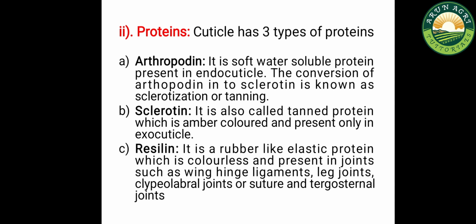And resilin, very important, many times they ask in the examination. It is a rubber like elastic protein which is colorless and present in the joints such as wing hinge ligaments, leg joints, clypeolabral joints or sutures, and even tergosternal joints.